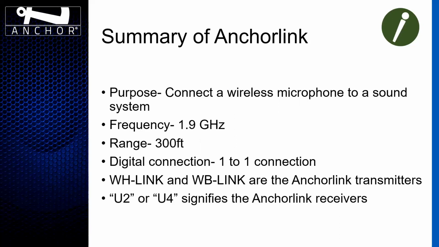For part numbers, the part numbers you should know, the WH-Link and WB-Link are the AnchorLink transmitters. WH-Link, the H standing for handheld, and the WB-Link, the B standing for belt pack. The U2 and U4 would signify the AnchorLink receivers, and I'll go more into that in just a minute.